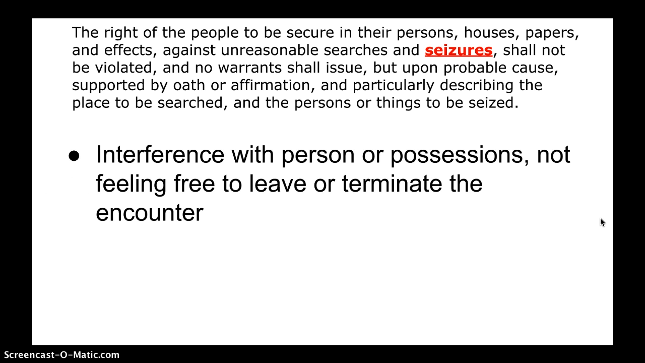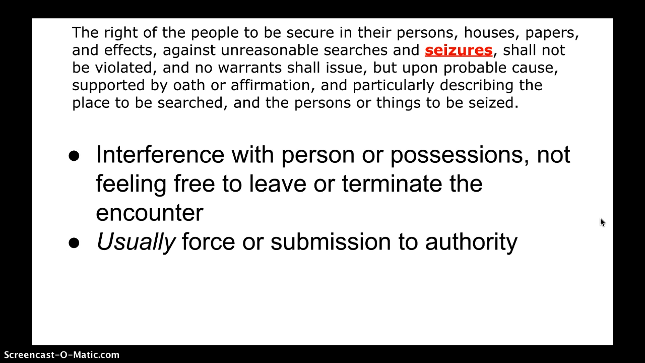Okay, our next one is seizures. Seizures means to take something, to seize it. Okay, it's a substantial interference with a person or their belongings. When you don't feel free to leave or terminate the encounter, your person could be seized. There's a big difference between saying, "Come with me," versus, "Will you please come with me?" Okay, TV ramps this one up all the time, and really they show a lot of seizure that probably wouldn't be okay in the real world. It usually involves some sort of force or submission to authority.